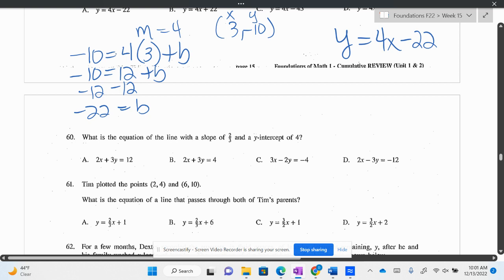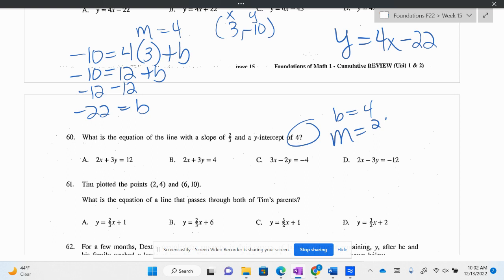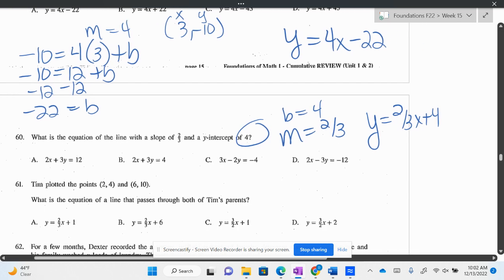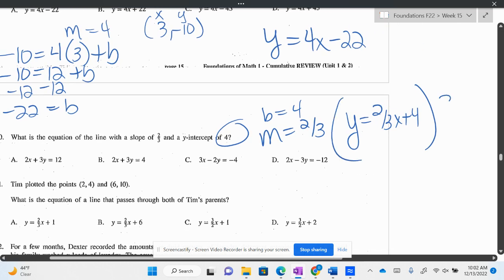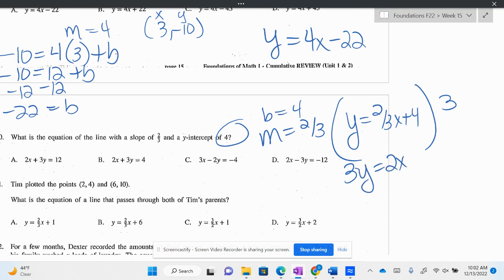So this tells me that my y-intercept is 4, b is 4, and my slope is 2/3. So this is the equation y equals 2/3 x plus 4. Again, these are all in standard form. Multiply everything by the denominator of 3 to get rid of the fractions. 3y equals 2x plus 12.